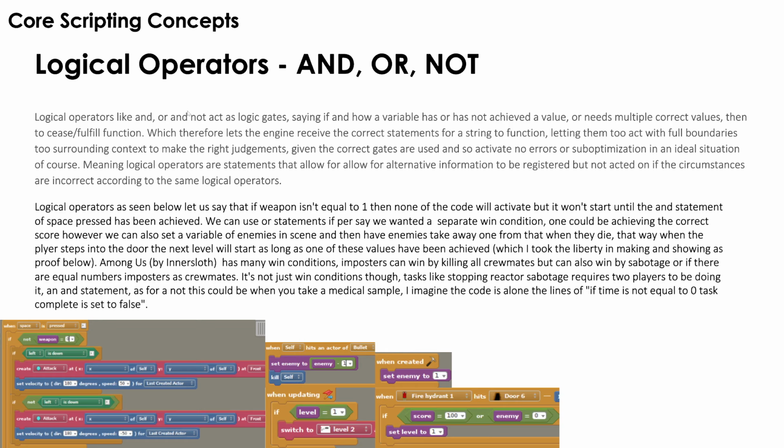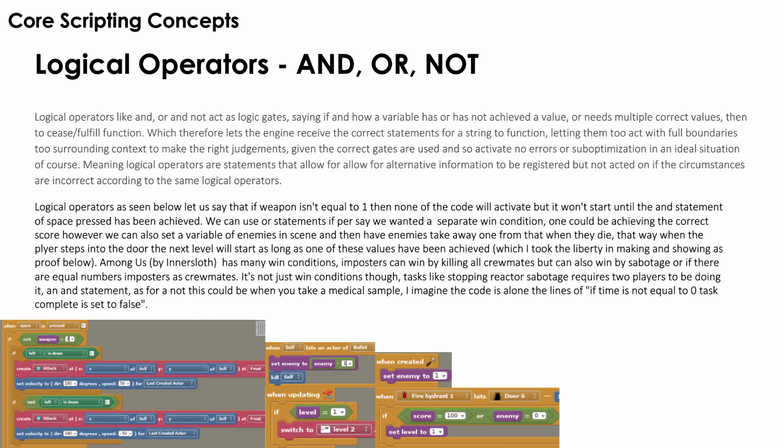Logical operators like and, or and not act as logic gates, saying if and how a variable has or has not achieved a value, or needs multiple correct values, then to cease or run the full function, which therefore lets the engine receive the correct statements for a string to function. Letting them act with full boundaries to surrounding context to make the right judgment, given the correct gates are used, and so activate no errors or sub-optimizations in an ideal situation, of course. Meaning logical operators are statements that allow alternative information to be registered but not acted on if the circumstances are incorrect according to the same logical operators.